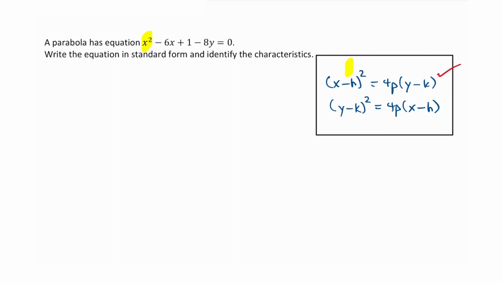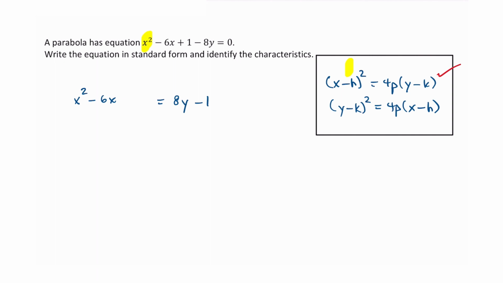So I'm going to isolate all the terms that could be in the x minus h squared, which means the x squared term and the minus 6x term. And I'm going to subtract 1 from both sides and add 8y to both sides. So we have 8y minus 1. So basically moving all of the other terms that do not contain an x to the right-hand side.